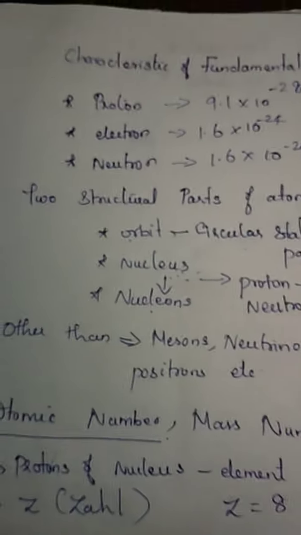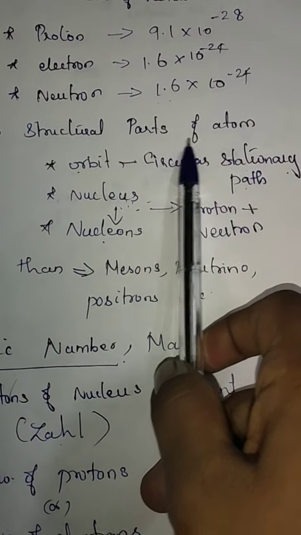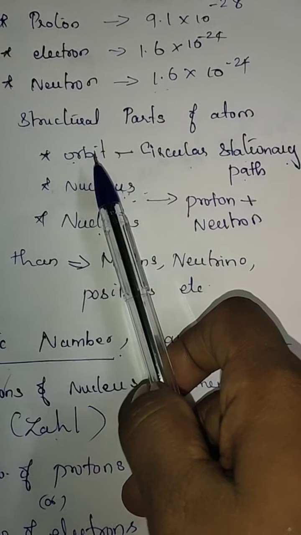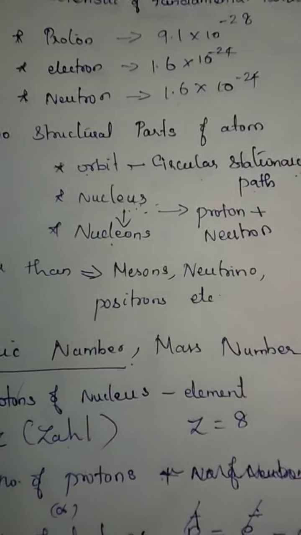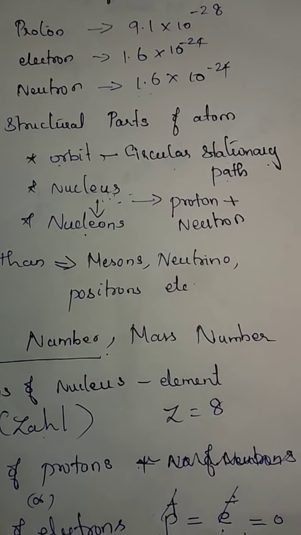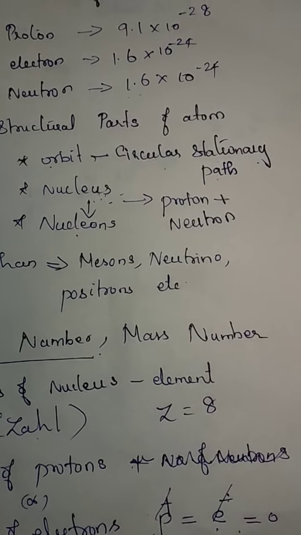Okay. The next one, two structural parts of atom. So atom contains mainly two parts. They are orbit and nucleus. What is orbit? Orbit is defined as what? They are the stationary circular paths in which the electrons revolve around the nucleus, isn't it?